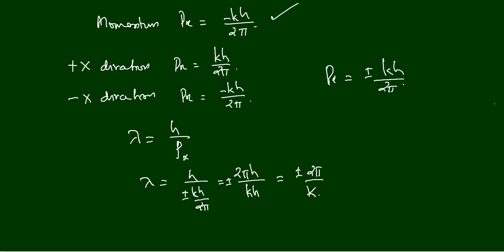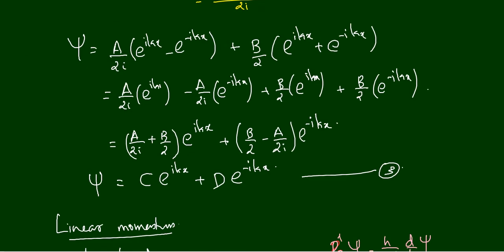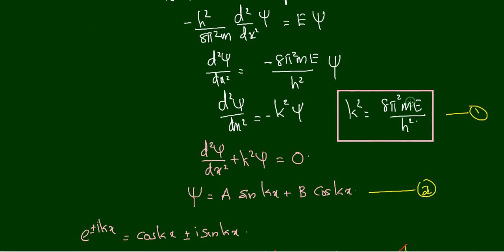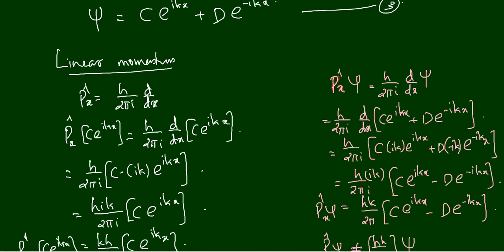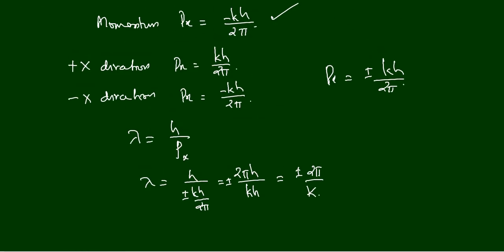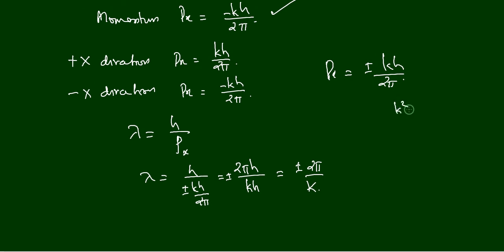Now, what is plus or minus 2 pi by k? Now I am going to our first equation. We had an equation here for k square. k square is equal to 8 pi square me divided by h square, right? So let me write it again here so that you can see it better. k square is equal to 8 pi square me divided by h square. Let me rearrange this one. So k square is equal to 4 pi square divided by h square into 2me. So that is equal to k square.